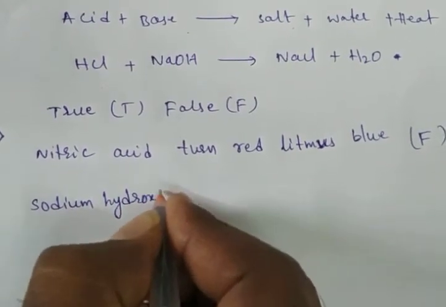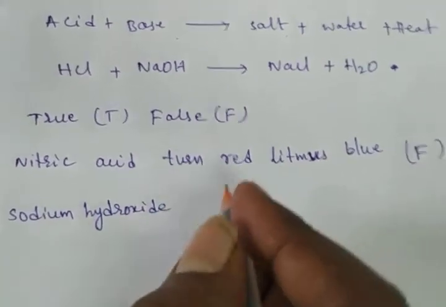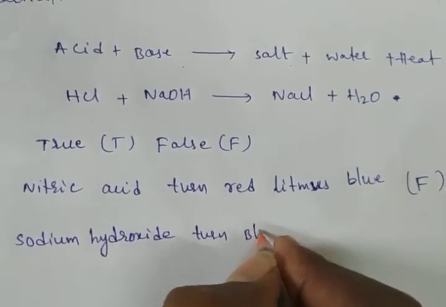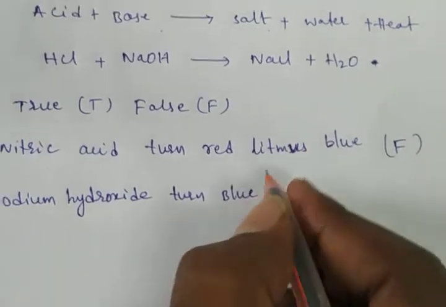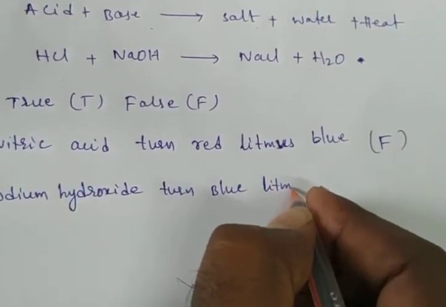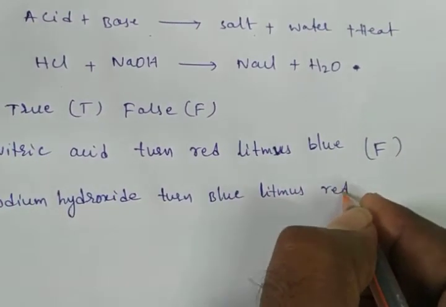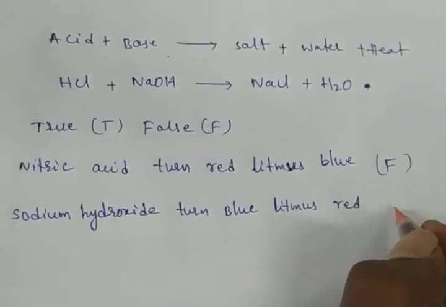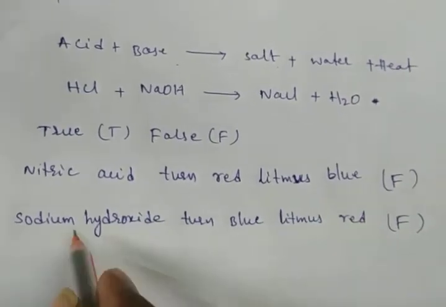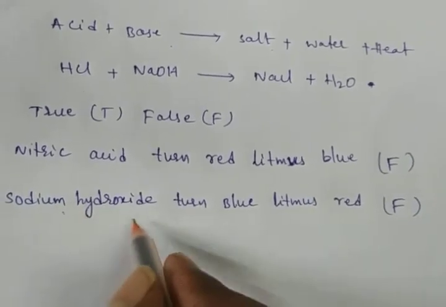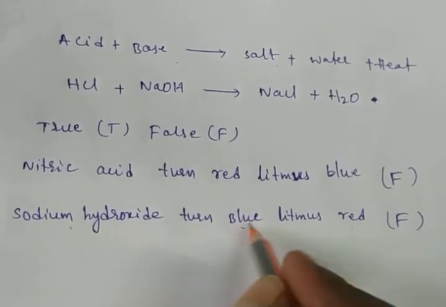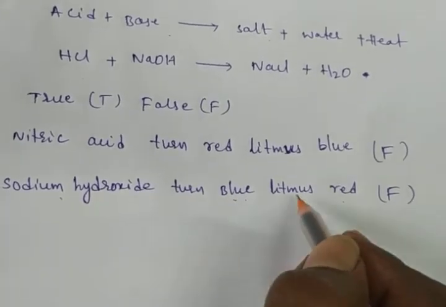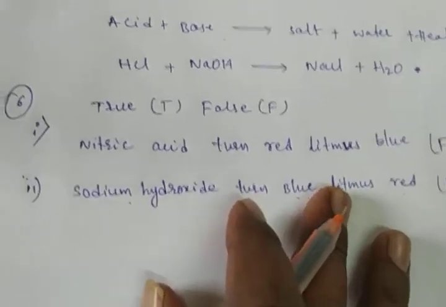Sodium hydroxide turns blue litmus to red. It is false. Why? Because sodium hydroxide is a base. A base always turns red litmus to blue only. But here they gave that it turns blue litmus to red. That's why it is wrong.